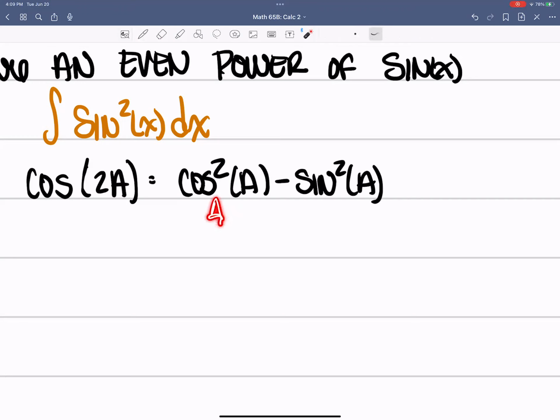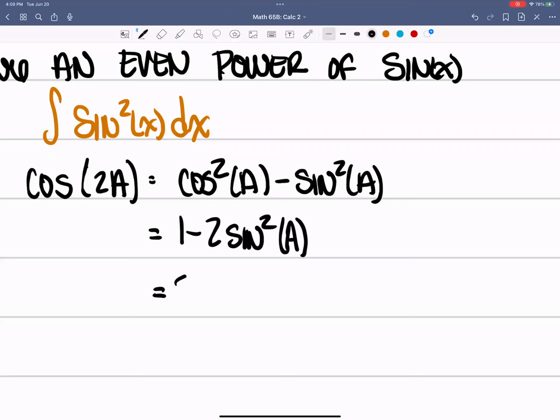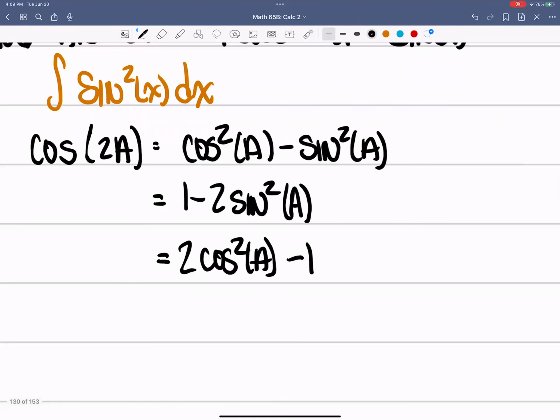If we let cosine squared equal 1 minus sine squared, we were able to turn this into 1 minus 2 sine squared a. If we let sine squared a equal 1 minus cosine squared a, we had 2 cosine squared a minus 1. And we had those three. If we look at those three, this one doesn't really help us much with anything.